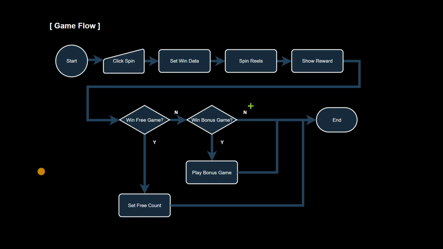If you hit a free game, you'll play a wheel game that gives you a number of free spins, and you can play those without using any of your balance. After your free spins run out, it switches back to using your balance. If you hit a bonus game, the game transitions to a separate bonus screen and plays through a set number of bonus rounds. Once that's done, it shows the rewards and returns to the main slot game.